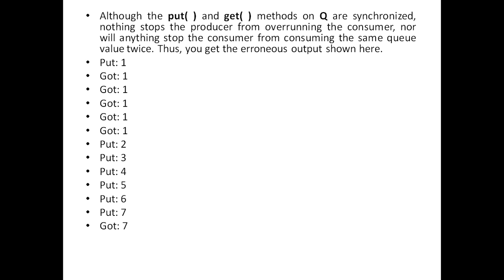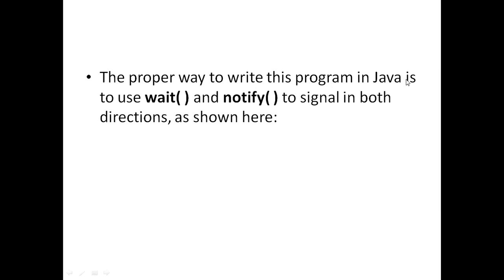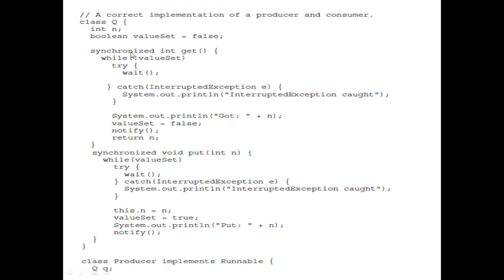So this is an incorrect implementation of the producer consumer problem. So we need to rectify it. For that we need to write the program in Java which uses wait and notify to signal in both directions. Here we can see we have written a get method, and one extra field we have added, which is a boolean data value, which is set to false. Then we have called wait, that is, once the consumer starts consuming the item, don't allow the producer to produce an item. So for that we have called this wait.